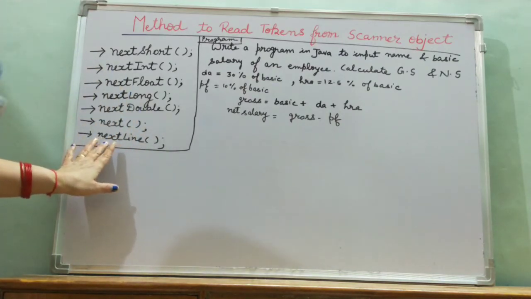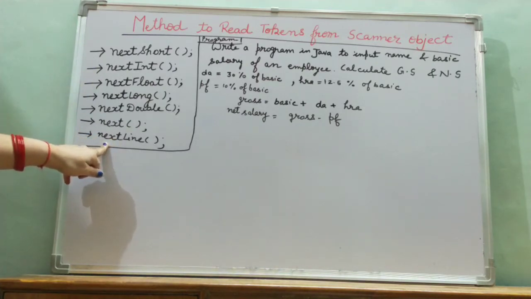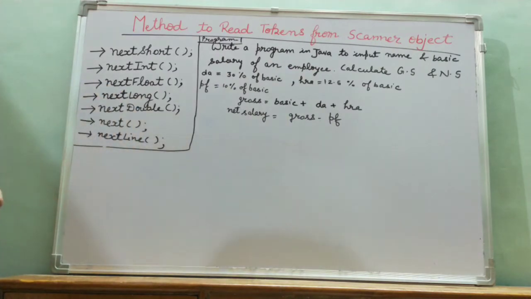For storing a sequence of characters, like any line, we can use the nextLine() method to read the value through the Scanner class.